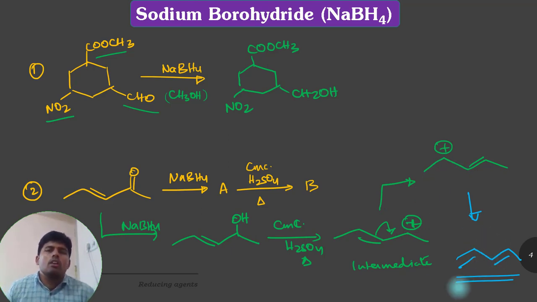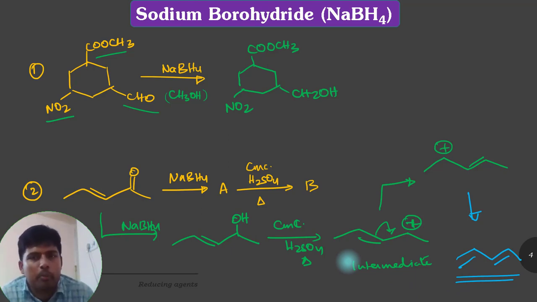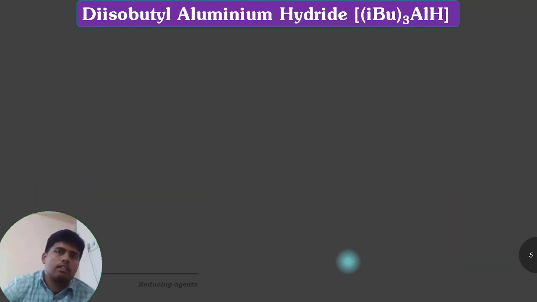So this is how NaBH4 can be used to construct very good questions in competitive exams. In our next section, we are going to discuss DIBALH, also called diisobutyl aluminum hydride. Let us look at its structure and its preparation, and also its application in reduction reactions.